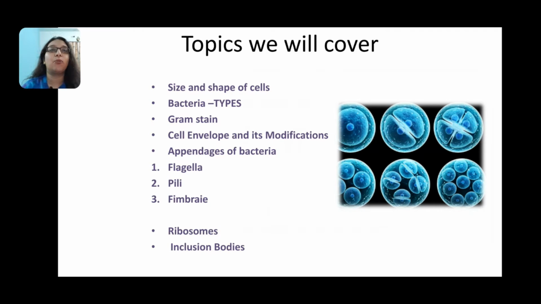So let's see what topics we are going to cover today. First of all, we will have a look at the size and the shape of the cells. Then we will have a look at the different types of bacteria, that is the gram positive and the gram negative bacteria. Followed by this, we will have a look at the cell envelope and its modifications which are found in a prokaryotic cell, more specifically a bacterial cell. Then we will read about the appendages of a bacteria, for example, the flagella, the pili, the fimbriae, etc. And lastly, we will move on to the ribosomes and the inclusion bodies.